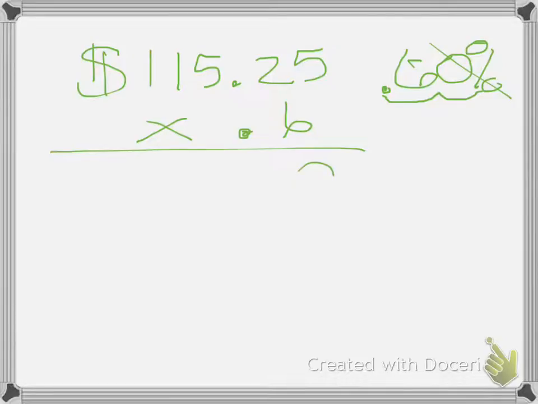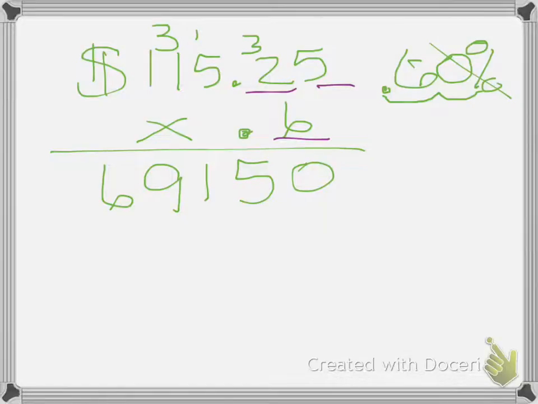6 times 5 is 30. 6 times 2 is 12, plus 3 is 15. 6 times 5 is 30, plus 1, 31. 6 times 1 plus 3 is 9, and then 6 times 1. Now I don't have a second row this time, so I'm going to count how many numbers are after a decimal. And I have 1, 2, 3, so I'm going to go for 3 places. And then my nearest cent, the cent is the second one after. The last number is a 0, so it doesn't matter.